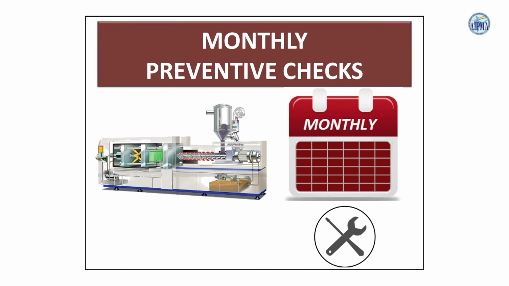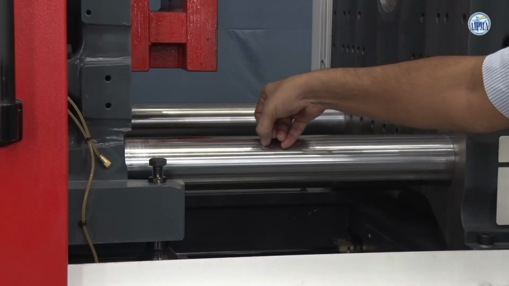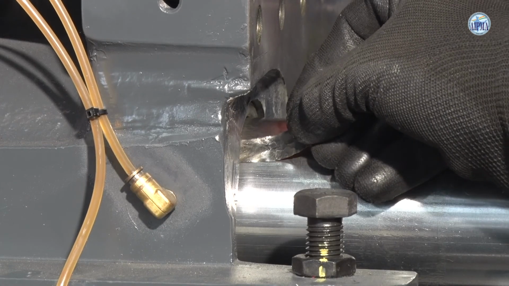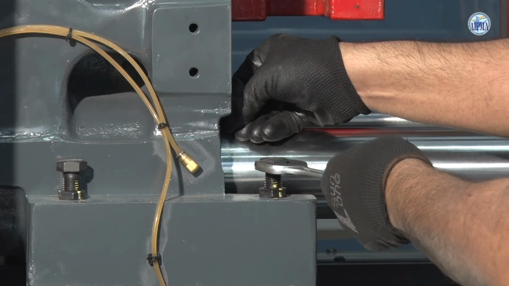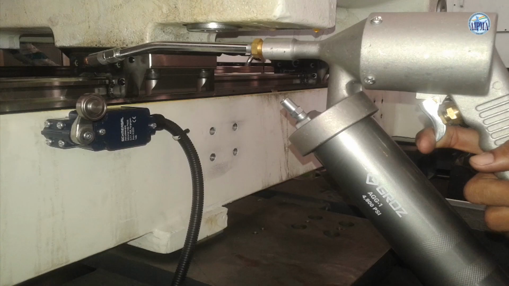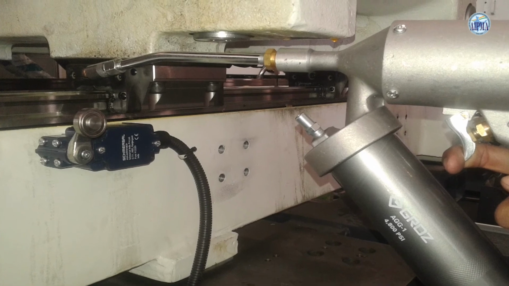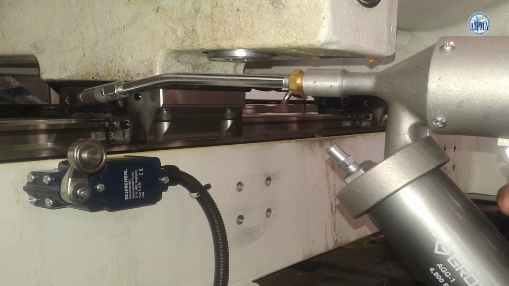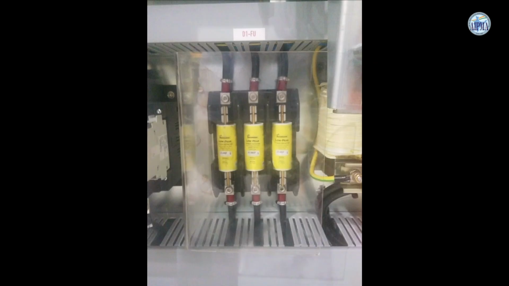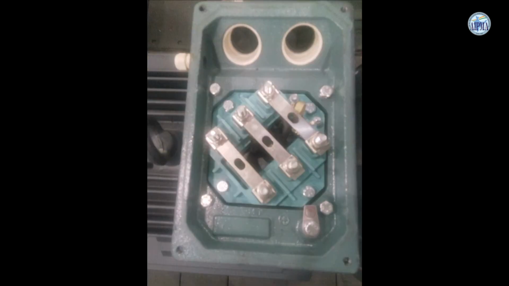Monthly preventive checks. Check the strain rods for scoring and check skate settings. If required, adjust. Do the greasing of platens, skate, injection unit and all applicable locations. Check the fuse blocks to ensure the fuses fit tightly and make good electrical contact with the blocks. Check the motor connection temperature. Excess temperature leads to loose connection.